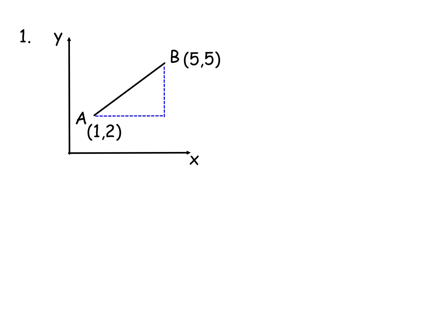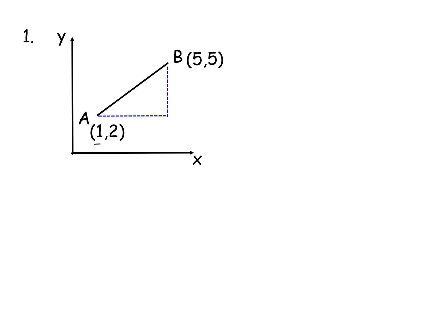So you're looking to see how far it is between the x coordinates 1 and 5, which is 4. So the triangle would be 4 wide. You look to see how far it would be between the y coordinates 2 and 5, which would be 3. And it creates a little right angle triangle with sides of 3 and 4.